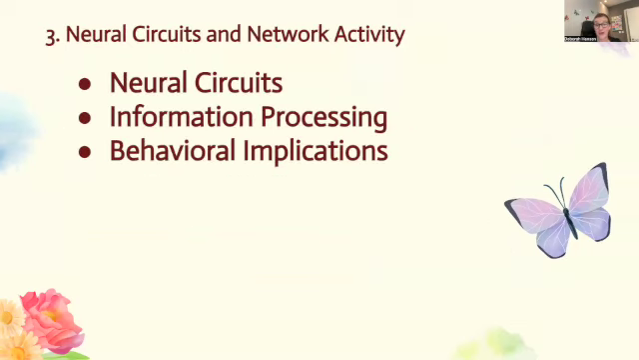Neurons, they don't work alone. They're part of a complex circuit of networks in the brain and spinal cord. Neural circuits integrate and process information from various sources. This is where our cognitive functions like attention, memory, and decision-making come into play. For example, the amygdala is part of the circuit involved in fear response, while the prefrontal cortex is crucial for planning and making decisions. These circuits shape our behaviors based on the information they process.